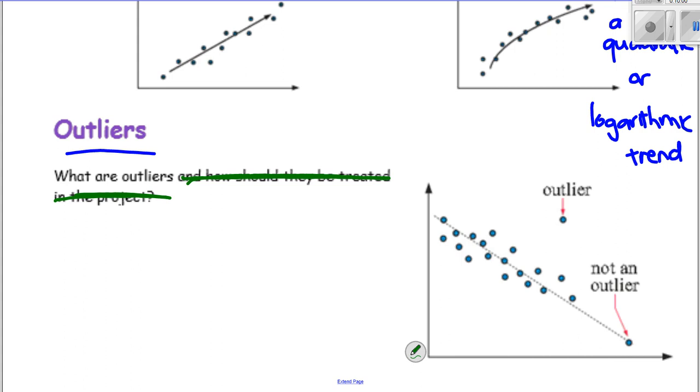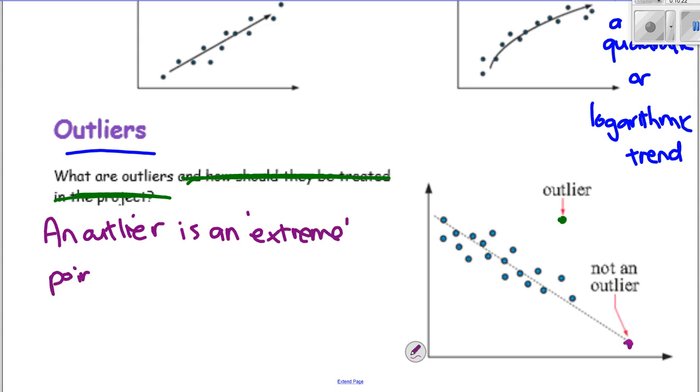Here's an example of an outlier. Here's an example of not an outlier. That one's not an outlier right there. So you could say an outlier is an extreme point which clearly does not fit the trend.